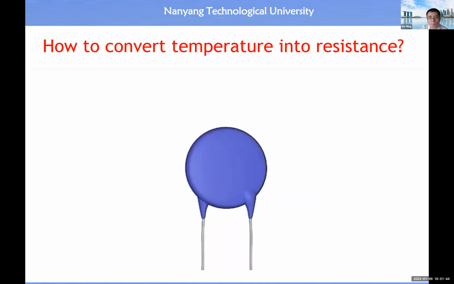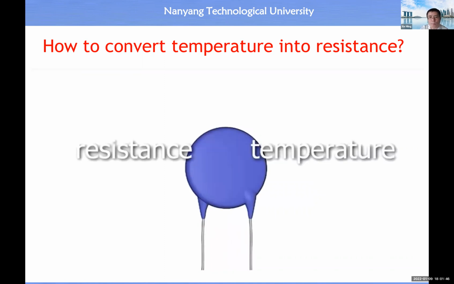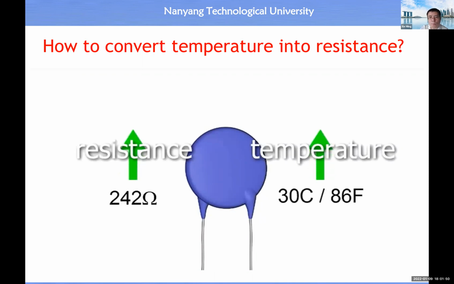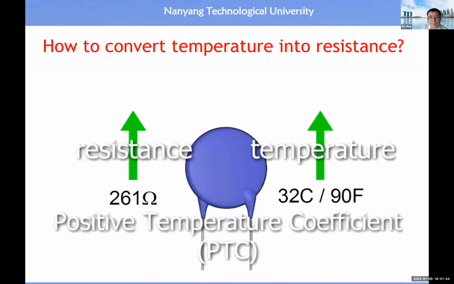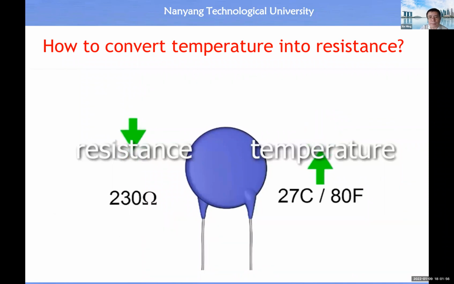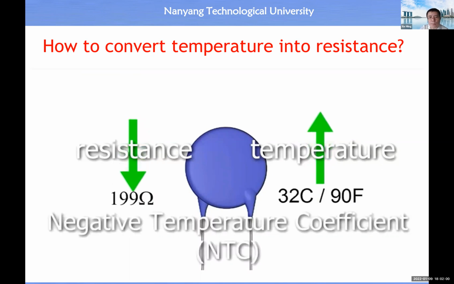The key is that the thermistor's resistance changes with temperature. With some, the resistance increases as the temperature increases. Those are called positive temperature coefficient, or PTC thermistors. With others, the resistance decreases as the temperature increases. Those are called negative temperature coefficient, or NTC thermistors.